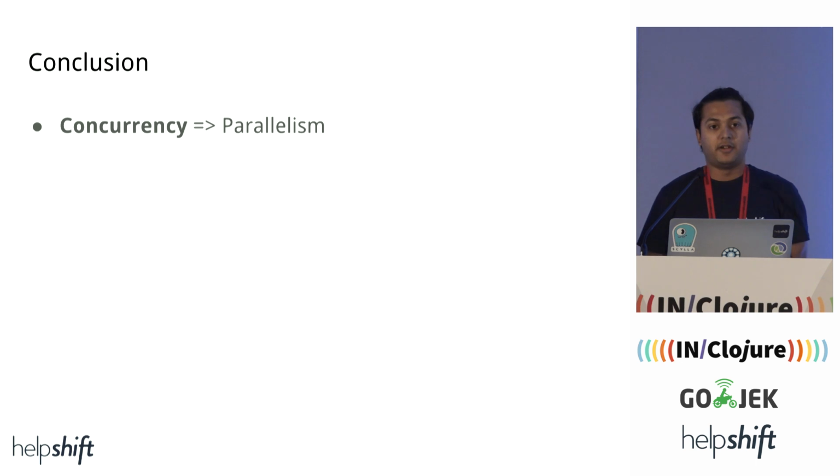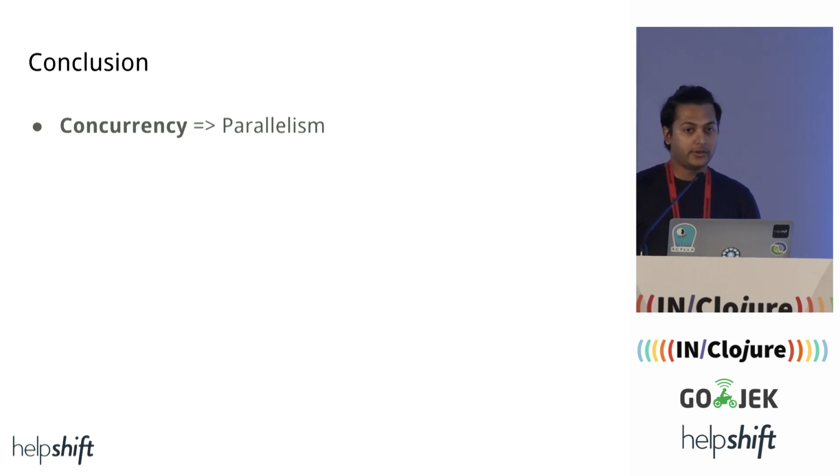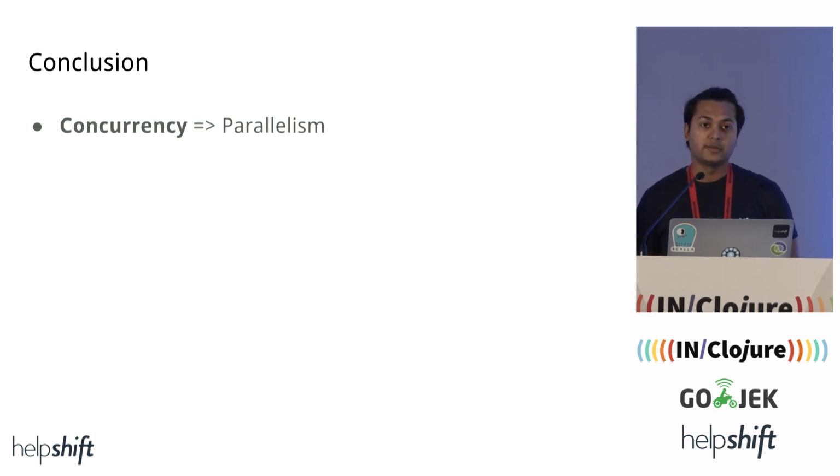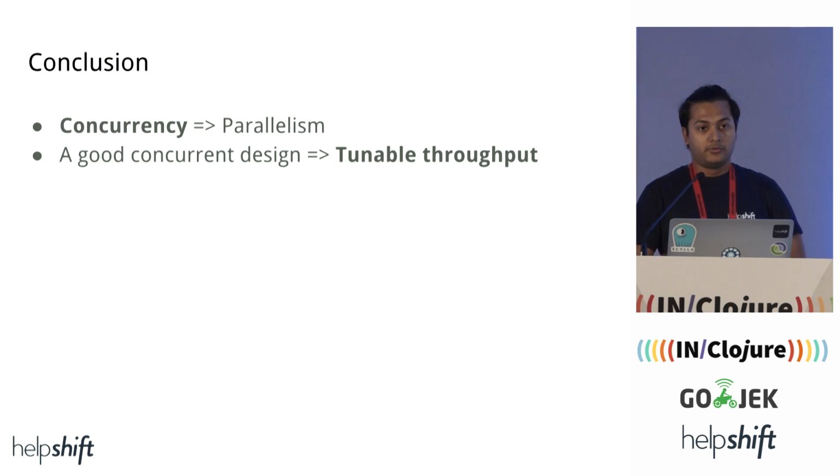So concurrency, as defined by Rob Pike, is a design choice, and what we get out of it is parallelism. So parallelism is just the outcome of a good concurrent design. And with core.async and Clojure, what we are achieving is that we are communicating. We have communicating processes with a channel in the middle.